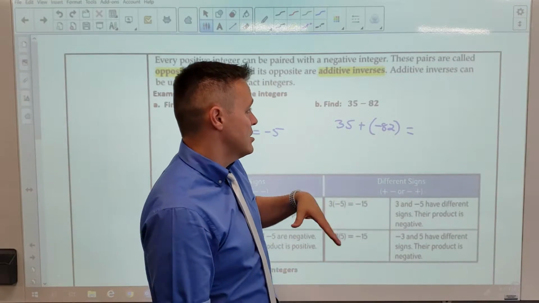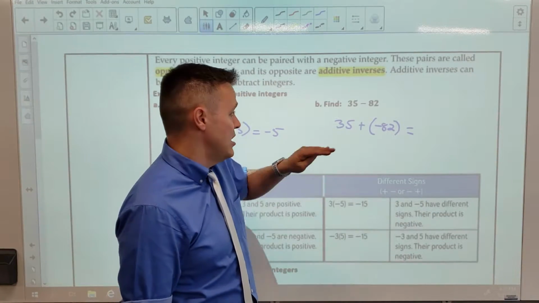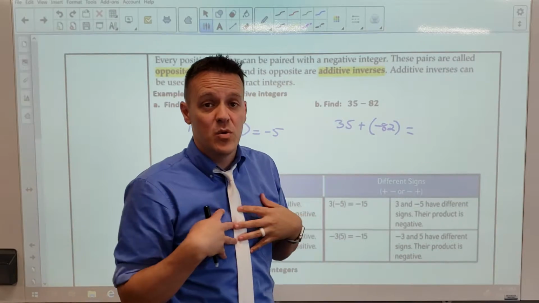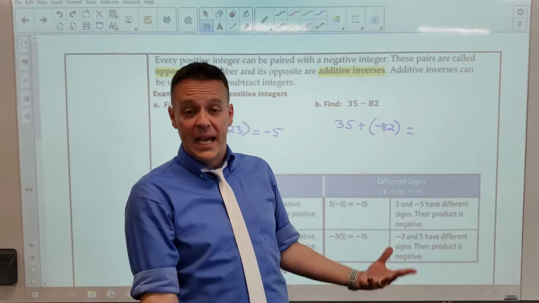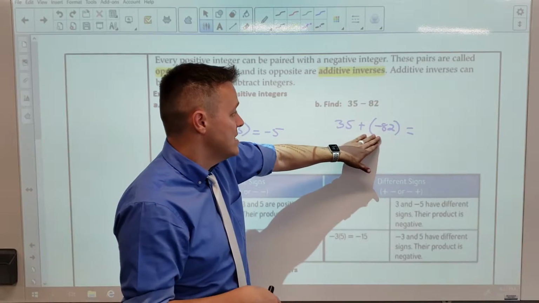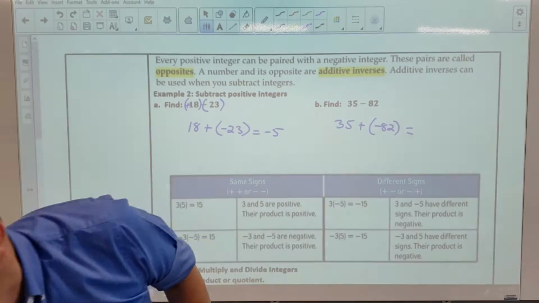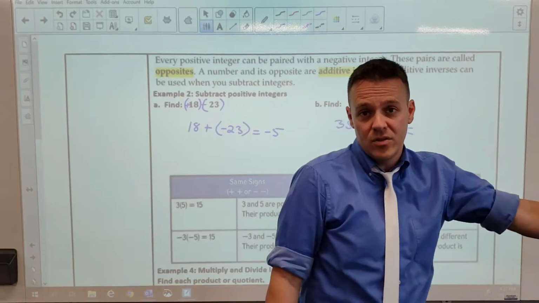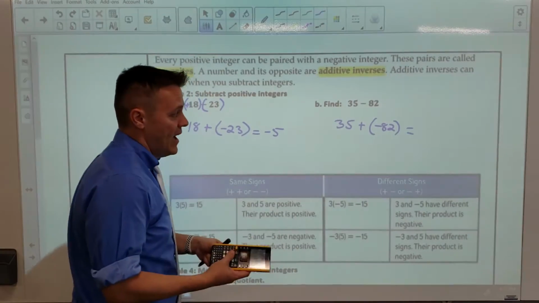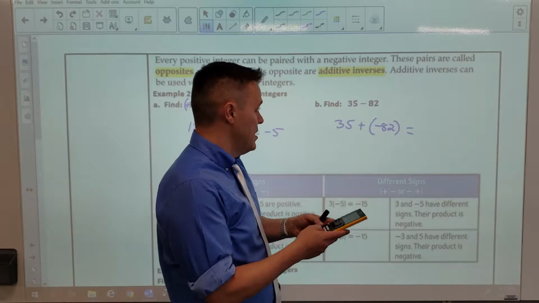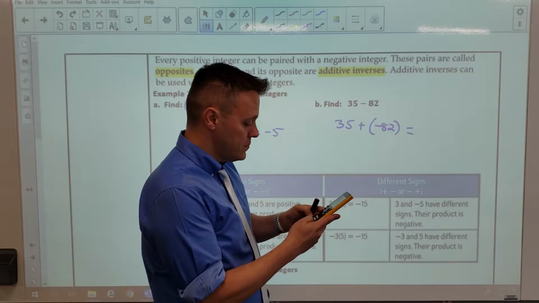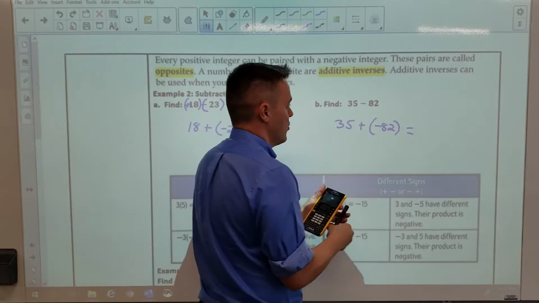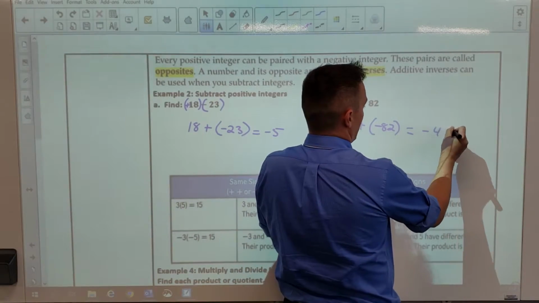So you could say to yourself, it doesn't matter which way you go. Say you have $35 and then you spent 82. How much money would you have left in your bank account? Well, it'd be negative, we know that. But what is the actual number? You can think of it as you owe somebody $82 and you paid them 35. How much do you now owe them? So on my calculator, I'll set this up and put this in, and the answer, of course, is going to end up being negative 47.